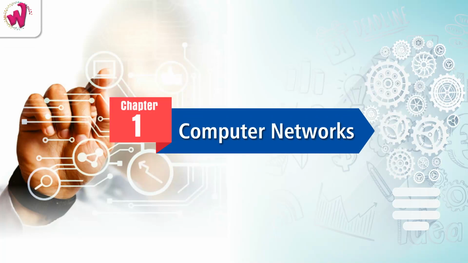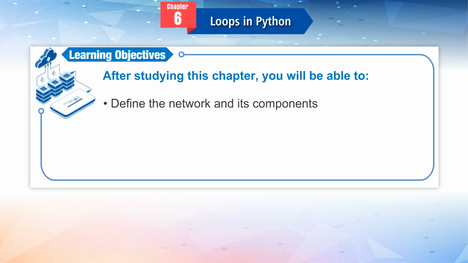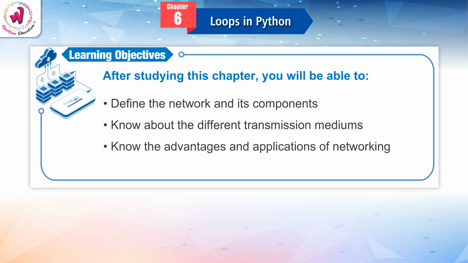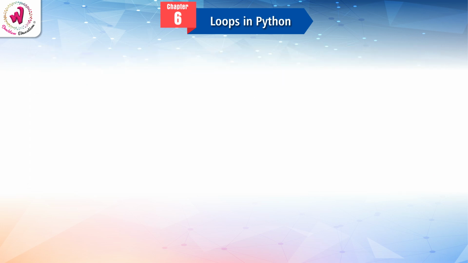Chapter 1: Computer Networks. Learning Objectives. After studying this chapter, you will be able to define the network and its components, know about the different transmission mediums, know the advantages and applications of networking, discuss the different types of networks, learn about the various network devices.